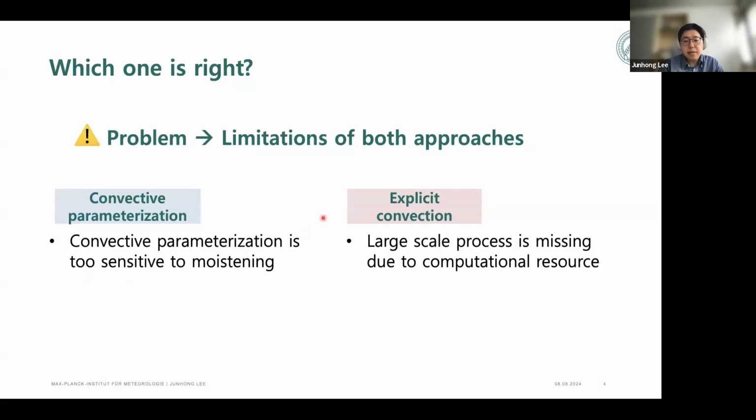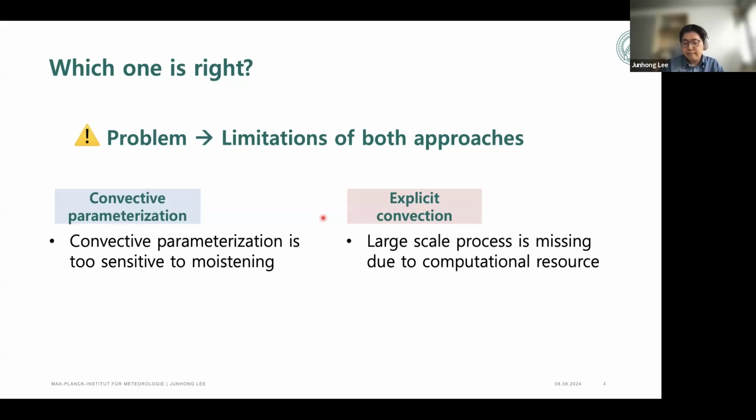With explicit convection, we usually run the simulation over a limited area. So the large scale process is missing, for example, the impact from the ocean or the large scale circulation itself. And that is because we don't have enough computational resources.